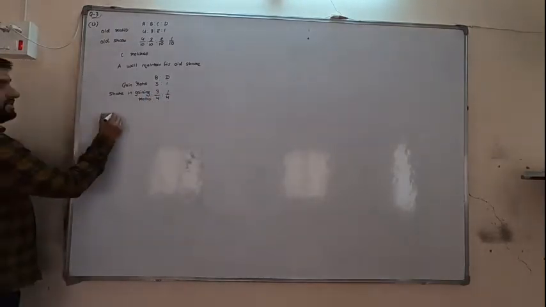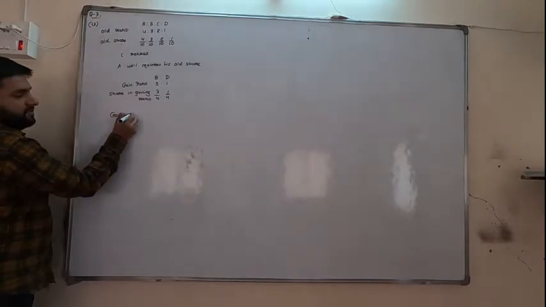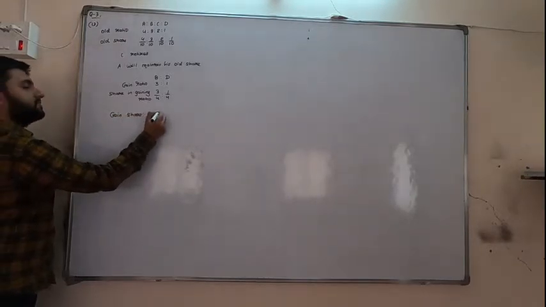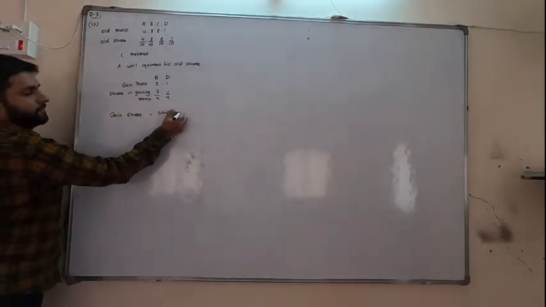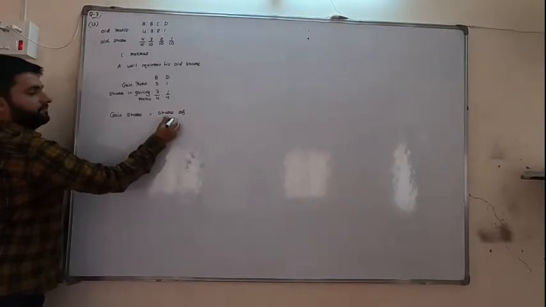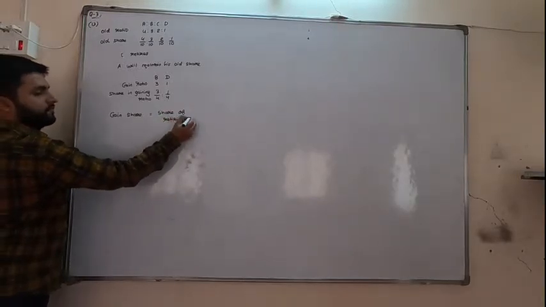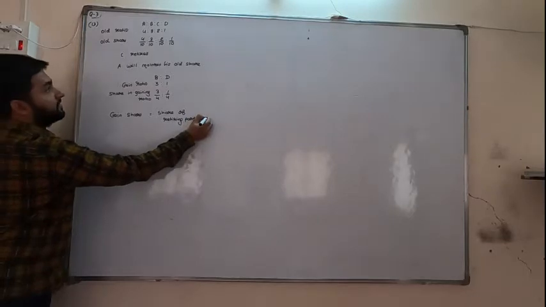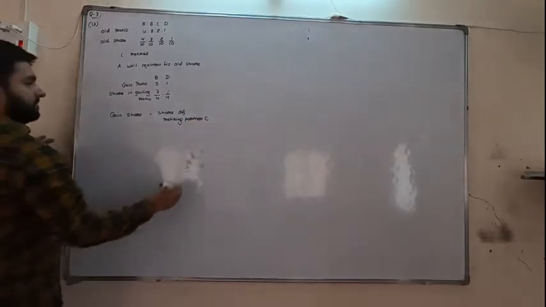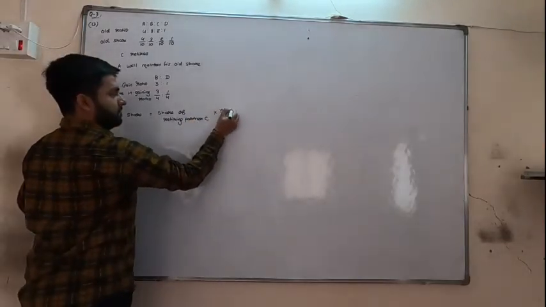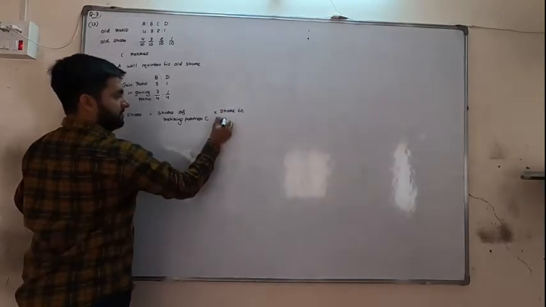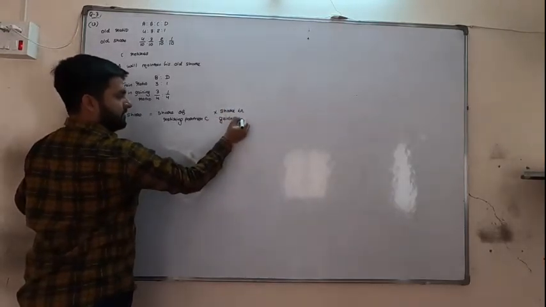Now we need their gain. So gain share is equal to share of retiring partner C into share in gaining ratio.